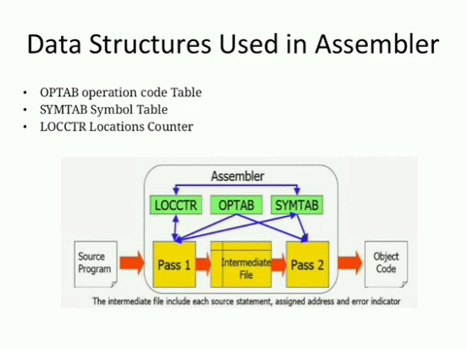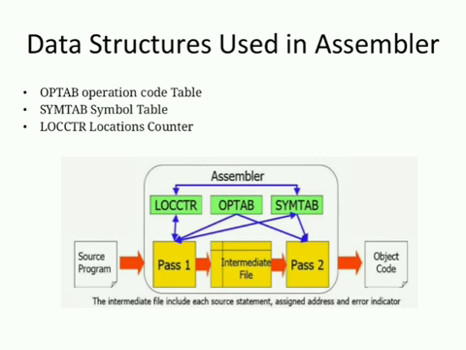Next is the symbol table. The contents of the symbol table are the label name, the name given to the instruction, and the label address. Then it contains flags to indicate error conditions. If any error condition occurs in a given instruction, it indicates that error in a flag. And it contains the data type or length, and it is used during pass 1 and pass 2.